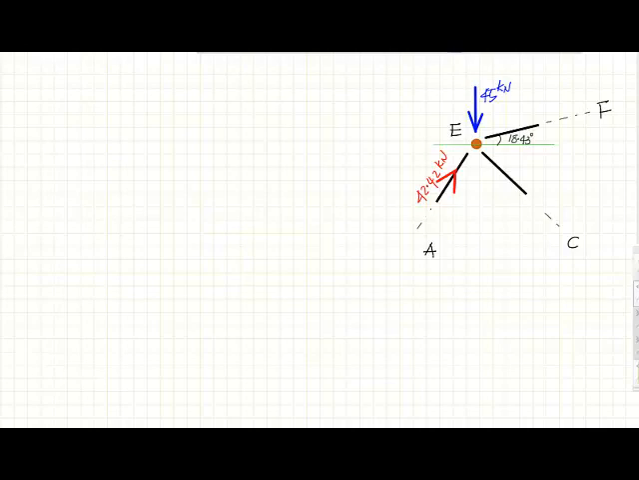Now we'll move to joint E, and again, as we did before, step number one is we need to assume direction for the unknown forces. And in this case, we have the AE. We'll assume a direction for AE, and let that direction be compression towards E, and for EC be also compression.